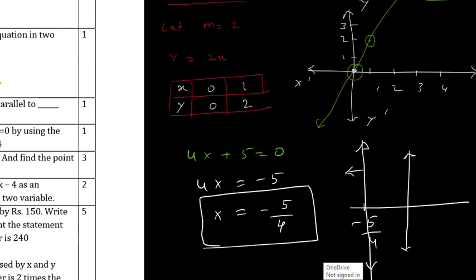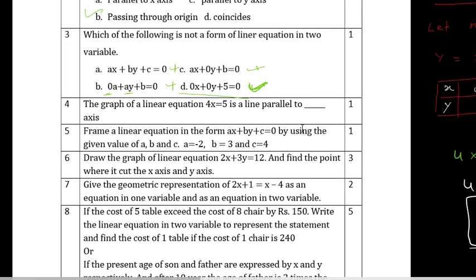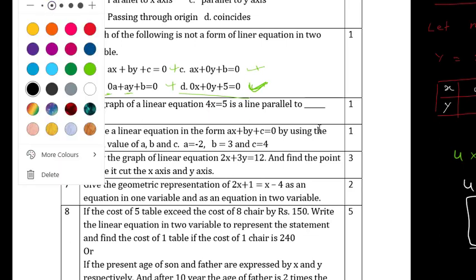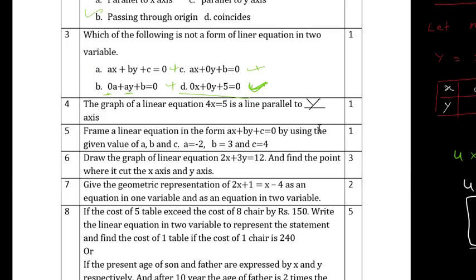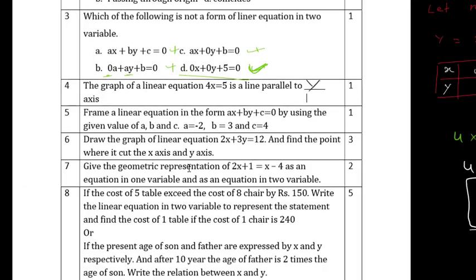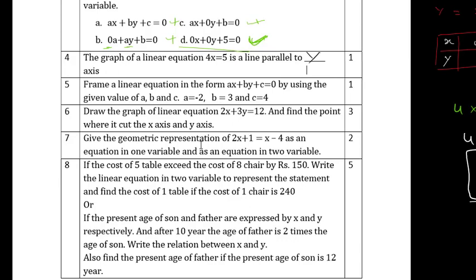So any line which is of the form x equal to something is always parallel to y axis. So in our case, the graph of linear equation 4x equal to 5 is a line parallel to the y axis. Next: frame the linear equation in the form of ax plus by plus c equal to 0 by using the given values of a, b, c as a equal to minus 2, b equal to 3 and c equal to 4.